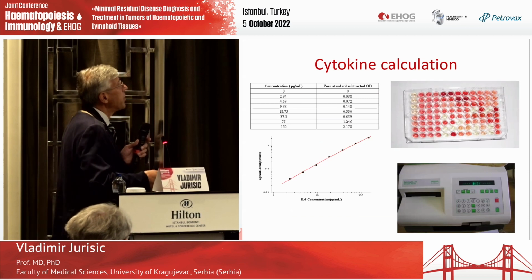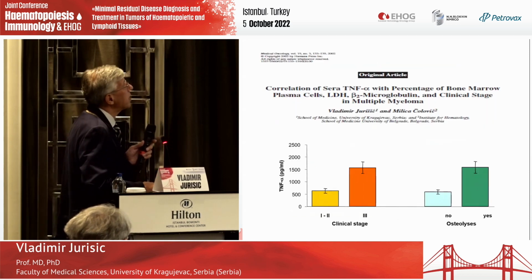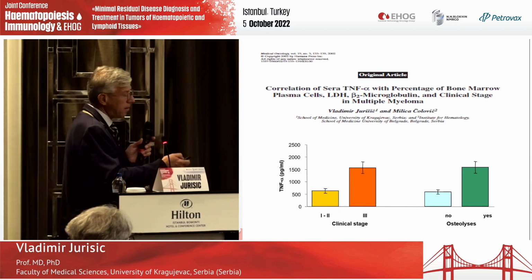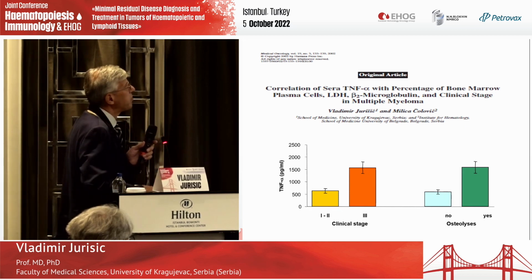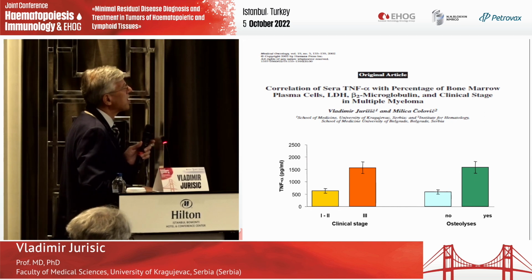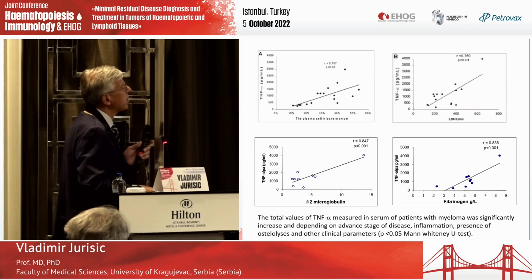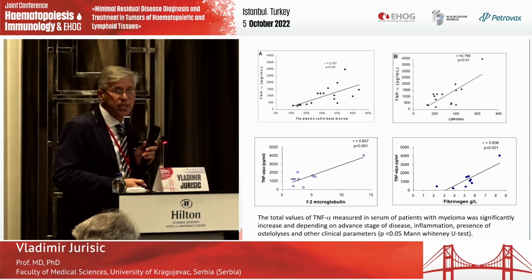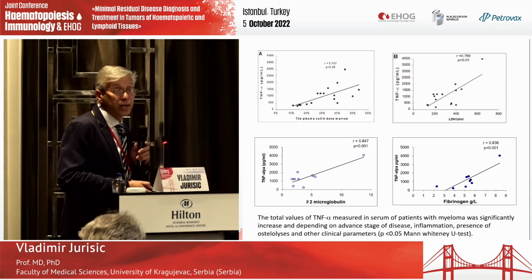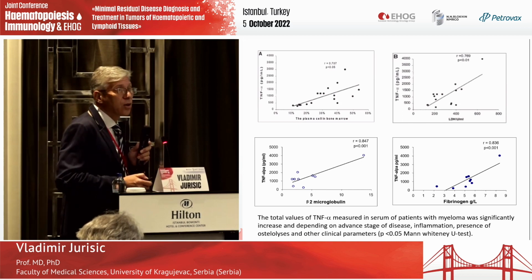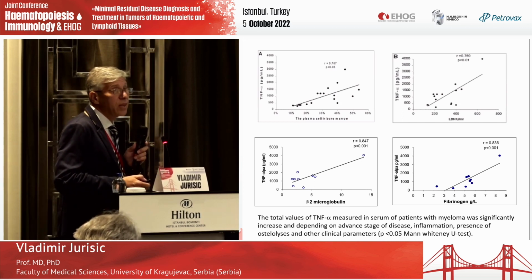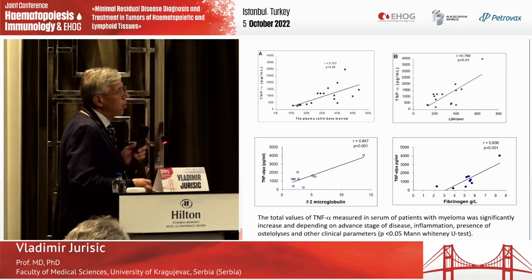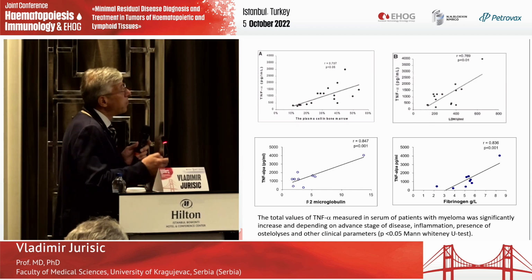We need a reader for absorbance measuring, and we calculate data depending on clinical stage. For example, many years ago we reported data that TNF is associated with clinical stage and presence of osteolysis, and we also correlated it with other markers like LDH, which is a good marker for tumor necrosis. Over time, we can correlate LDH with TNF, which is a good correlation, and if you look for TNF in the serum, we have a positive correlation.